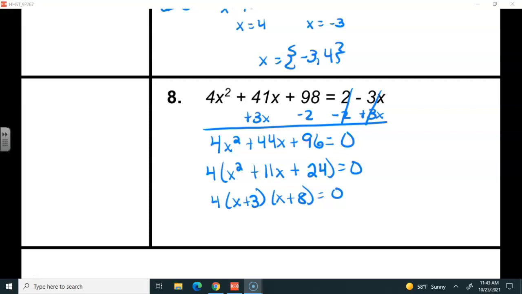So again, we don't have to worry about that 4. X plus 3 equals 0. X plus 8 equals 0. So x equals negative 3, negative 8. So we're going to write it in our solution set. Negative 8, comma, negative 3.